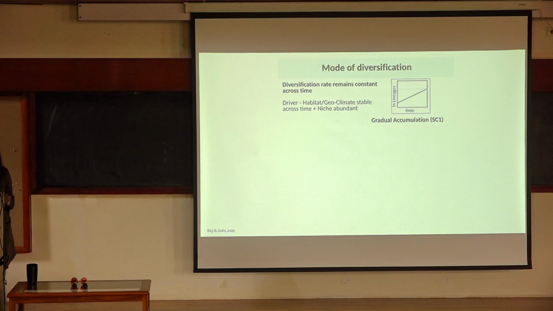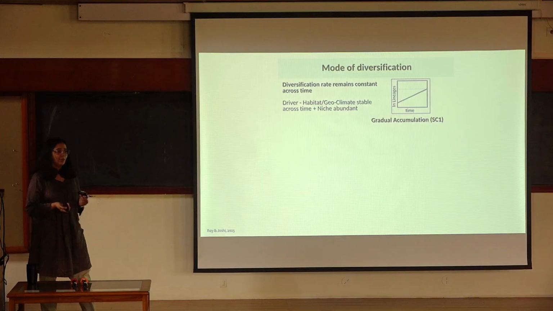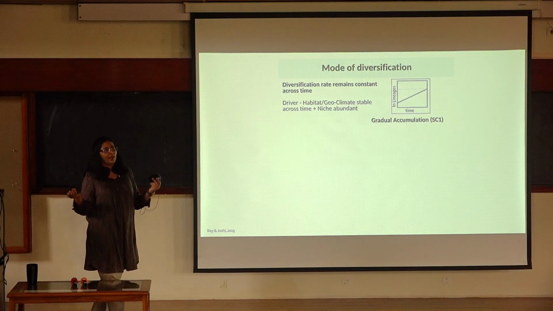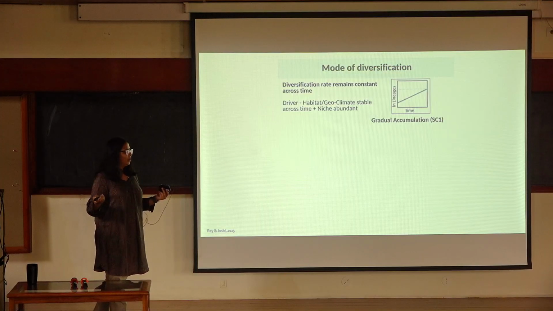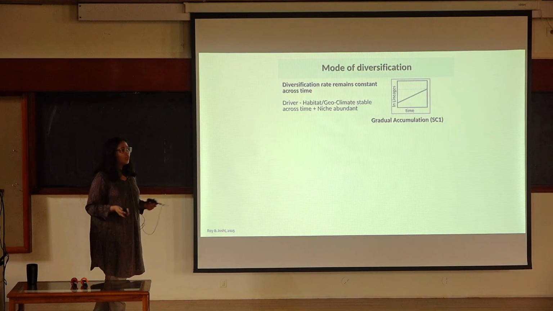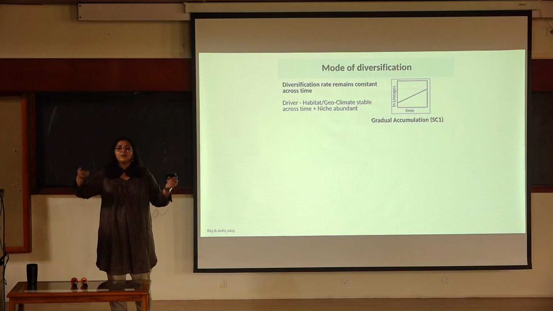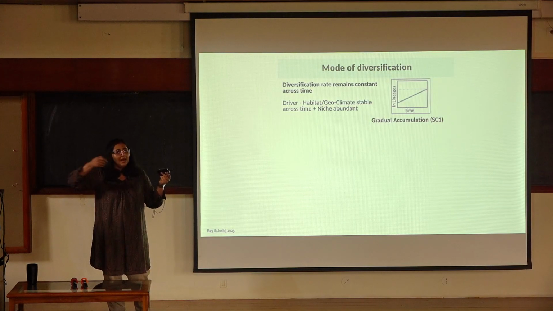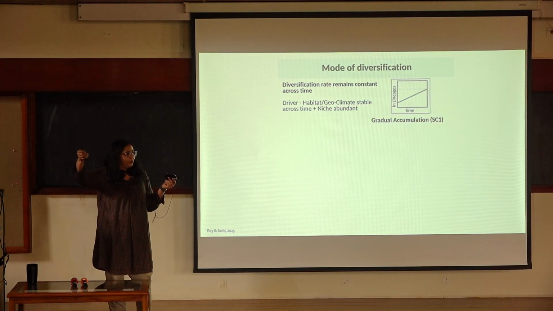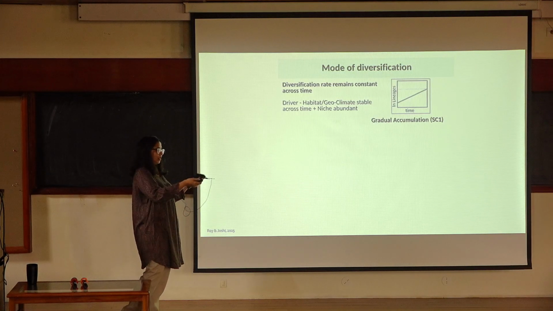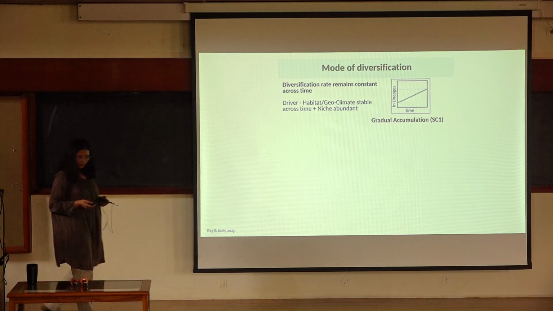Then we asked, how is the diversity accumulated? Remember, I started off saying one of the main hypotheses for high tropical diversity is that the biome is old and stable. So, if you have an old and stable biome, what to expect is diversity to accumulate slowly and show gradual accumulation of diversity. Is that what we see in the Western Ghats? And that's what has led to the diversity we see here.